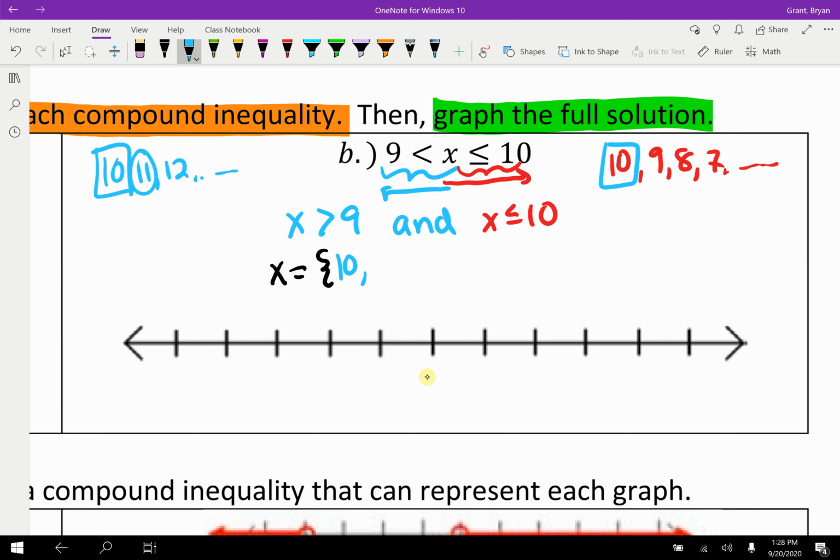Well, 11 is greater than 9. Is 11 less than 10, though? And I don't think it is. So I think 11 actually doesn't work as a solution, and neither does 12 or 13. So let's maybe look on this red side over here.